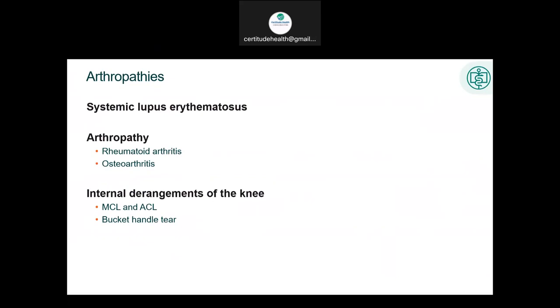So an arthropathy is an abnormality of the joint or bone. Could be arthritis, special type of arthritis, because the word root for bone or joint is arthro. Internal derangements of the knee. So these are a couple of abbreviations that you should be familiar with. The MCL is medial collateral ligament, and the ACL is the anterior cruciate ligament.